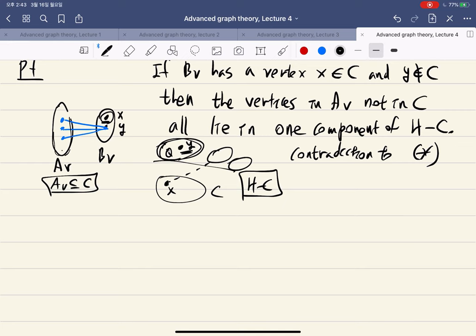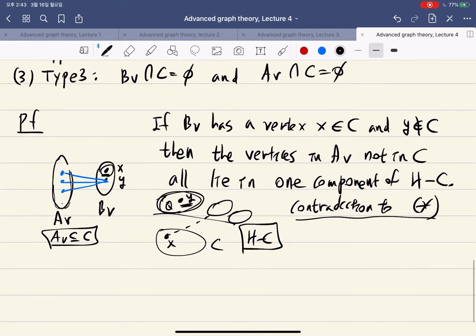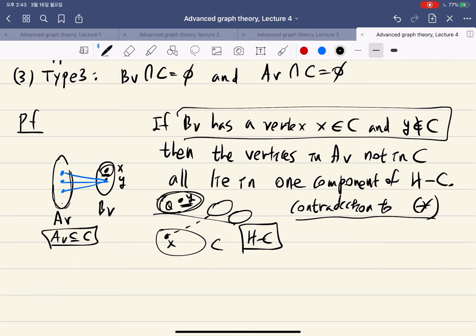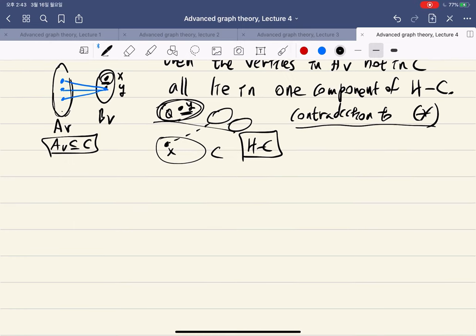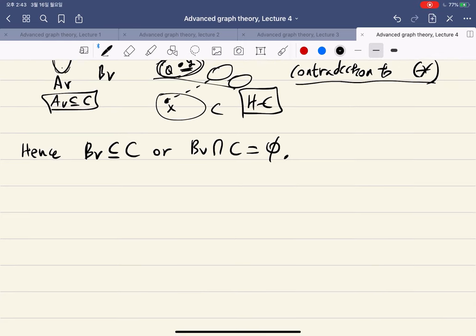So in any case, we get this contradiction if BV has two vertices, one in C and one not in C. So hence, we have that BV is entirely in C or not intersecting C at all. So one of them happens.